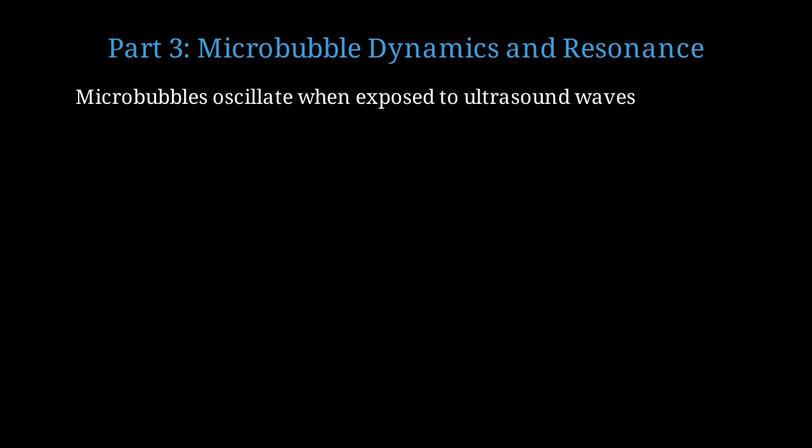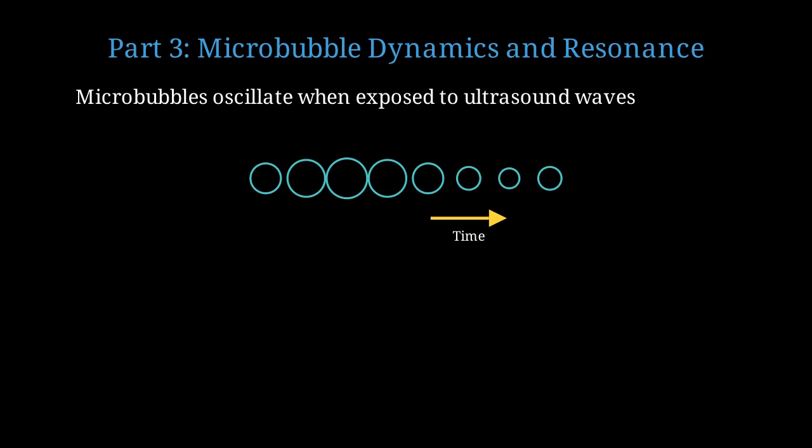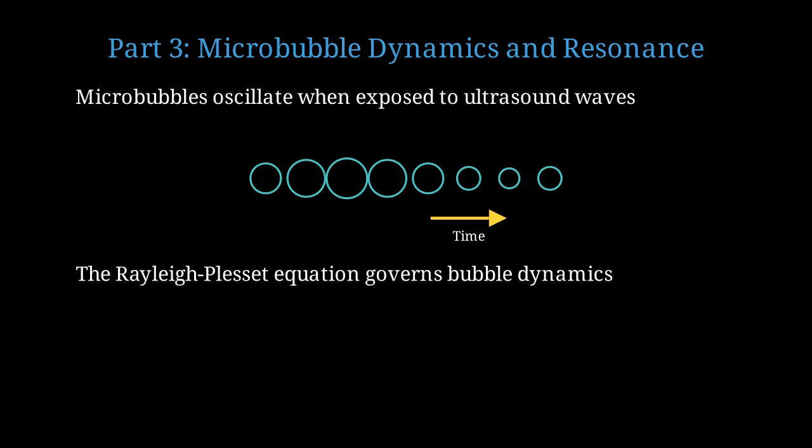Microbubbles don't just reflect ultrasound passively, they oscillate and resonate in fascinating ways. When ultrasound waves hit microbubbles, the pressure variations cause the bubbles to expand and contract rhythmically. This animation shows how microbubbles pulsate over time in response to ultrasound pressure waves, growing and shrinking rhythmically. The motion of these oscillating bubbles is described by the famous Rayleigh-Plesset equation. This nonlinear differential equation relates bubble radius r, its acceleration, velocity, internal gas pressure, ambient pressure, and driving ultrasound pressure.